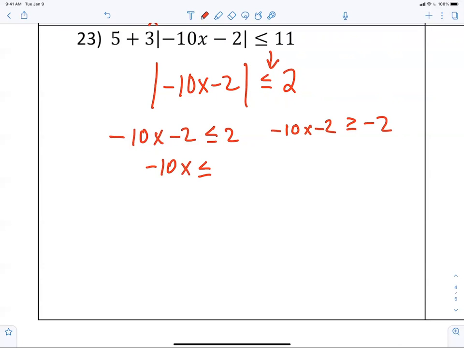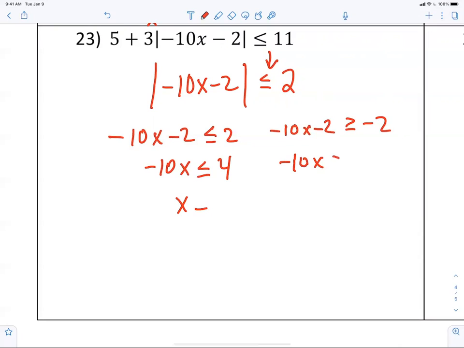It'd be 4. Good. Now what? I do the other one too, and it'd be 0. Now what? It'd be 4/10, which is 2/5. What about the inequality sign? You'd have to flip it because you're dividing by a negative. Right. So what did you say? Negative 2/5. Thank you. And over here? You flip the sign. So x is what? 0. I know, but what inequality sign? Less than or equal to 0.